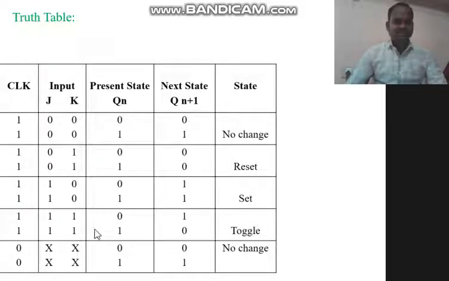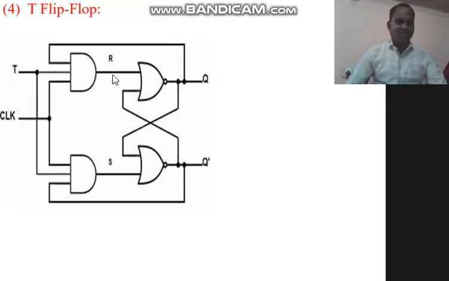So the SR flip-flop drawback is overcome here in the JK flip-flop, that is the toggle condition. Previous value, present value 0, next value 1, present value 1, next value 0. So this is the truth table for the JK flip-flop. Next one is the T flip-flop. T means toggle flip-flop. Already we say toggle means 0s as 1s, 1s as 0s. So here the T flip-flop is nothing but the toggle flip-flop.